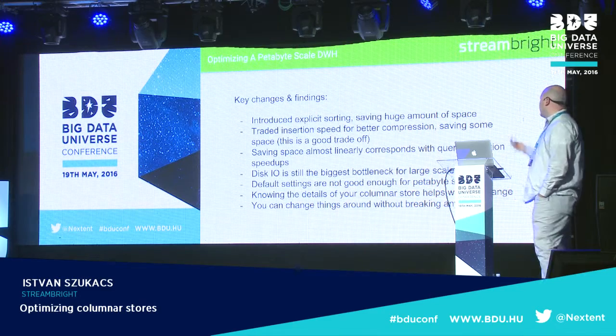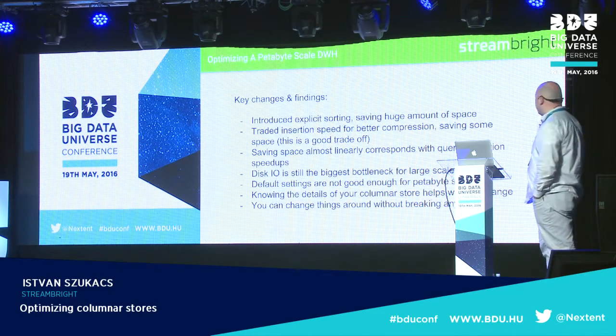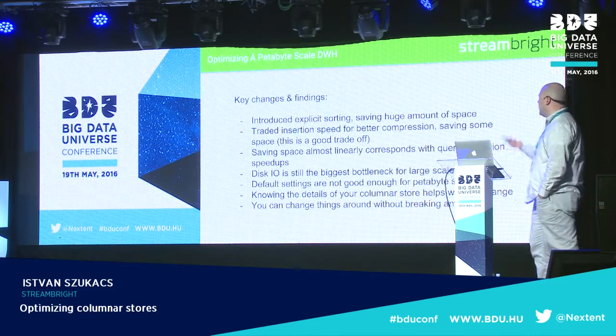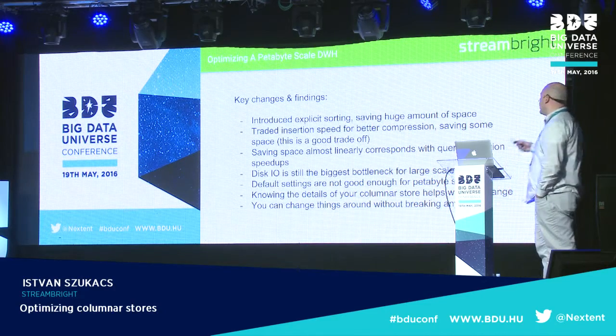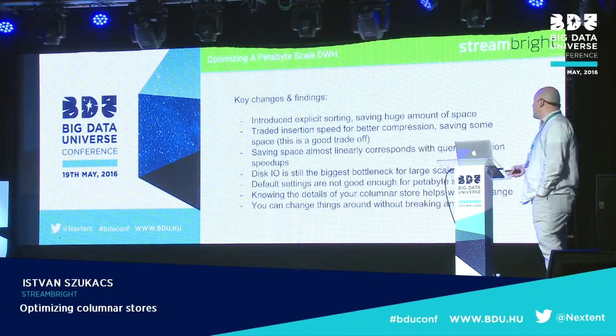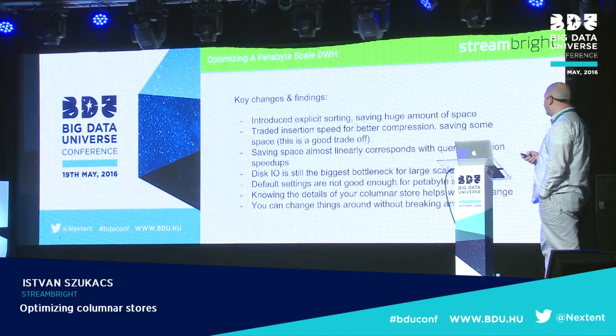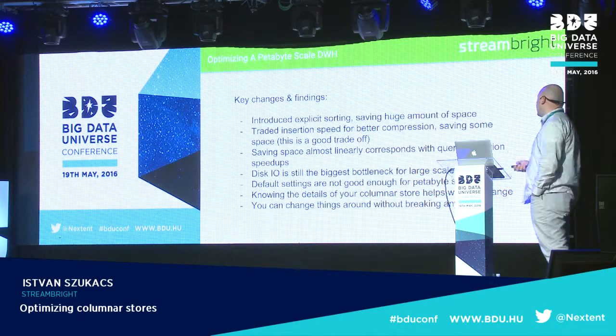And knowing the details of your columnar store helps you know what to change. You don't really need to think about crazy things. It's just simple sorting and choosing the right compression algorithm. But if you know the details, then you can change those things. And some companies aren't quite aware of those details, so this is why they don't run their Hadoop clusters efficiently.